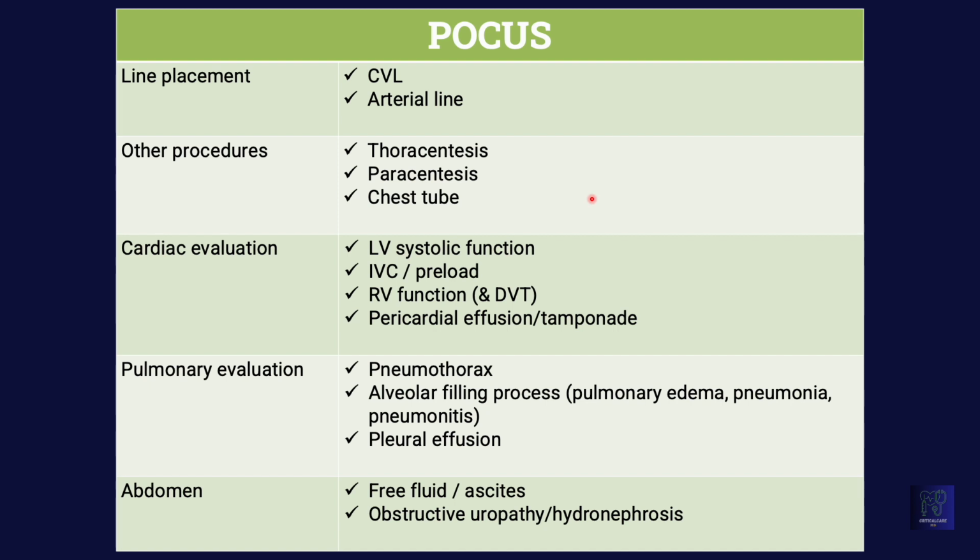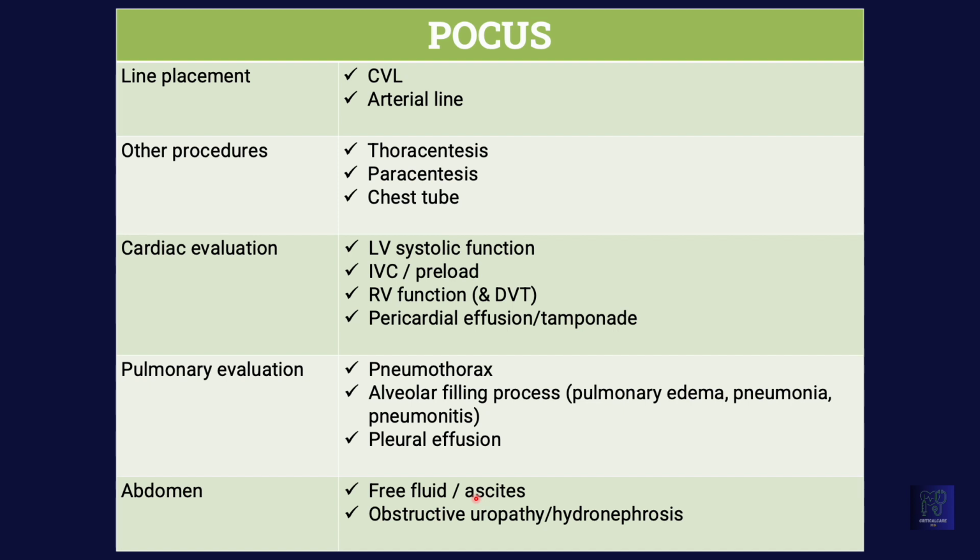POCUS evaluation can give a wealth of diagnostic information. Understanding LV systolic function and preload are crucial to understand the mechanism of shock. Identifying RV dysfunction and venous exam of the lower extremities are useful in a patient suspected of having pulmonary embolism. Pericardial effusion can be directly visualized using ultrasound, and tamponade can be diagnosed. Using lung ultrasound, pneumothorax can be diagnosed, and any alveolar filling processes like pulmonary edema, pneumonia, pneumonitis, all of these can be identified. Pleural effusion can be easily visualized with POCUS.